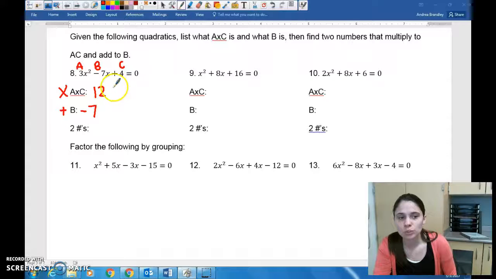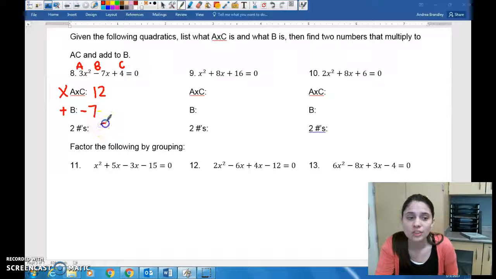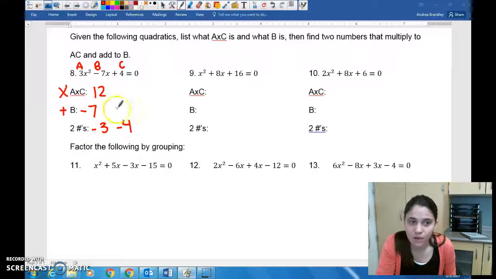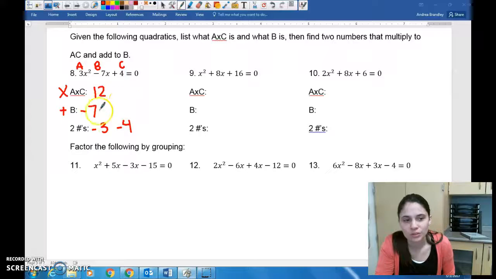So 1 times 12 is 12, but 1 and 12 aren't going to get to 7. 2 times 6 is 12, but 2 and 6 aren't going to get to 7. 3 times 4 is 12, and 3 and 4 could get to 7. So now I'm thinking 3 and 4 should probably work. And if they're positive, 3 times 4 is 12, so that works. But 3 plus 4 is a positive 7, not a negative 7. So I'm probably going to need some negative signs in here. But in order for it to multiply to a positive 12, they both have to be negative. So a negative 3 times a negative 4 is a positive 12. And then a negative 3 plus a negative 4 is a negative 7. So those are my two numbers.